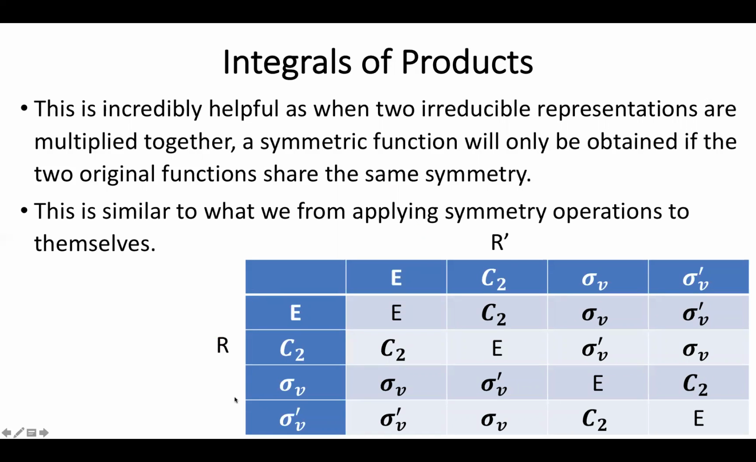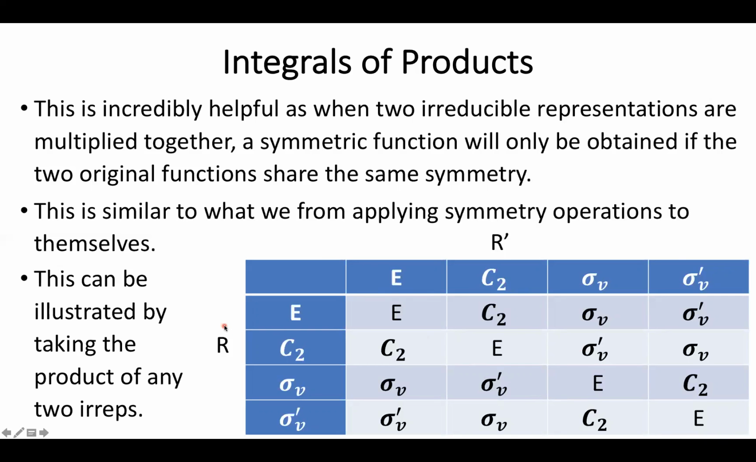So if I first started with one symmetry operation and then applied a second symmetry operation, the only way I got the identity back is if I applied one operation to itself. And this exact same thing happens when I'm looking at irreducible representations.